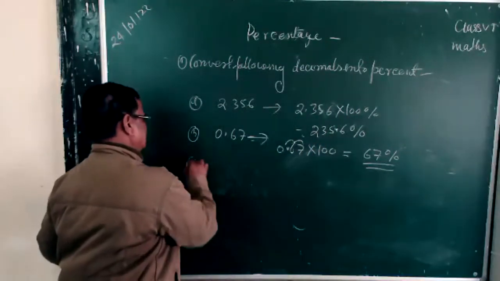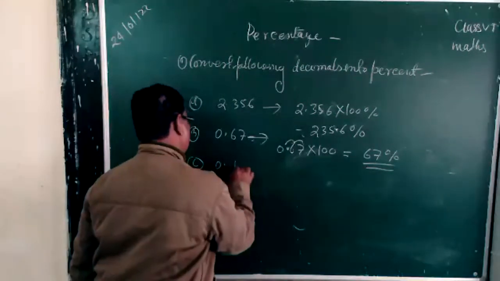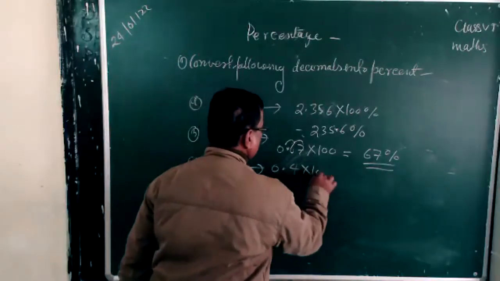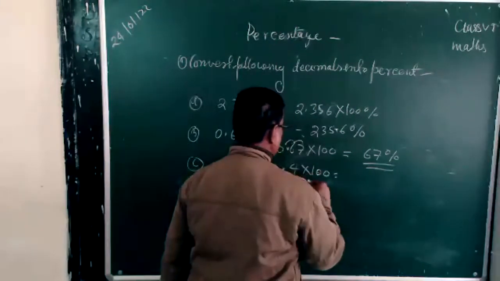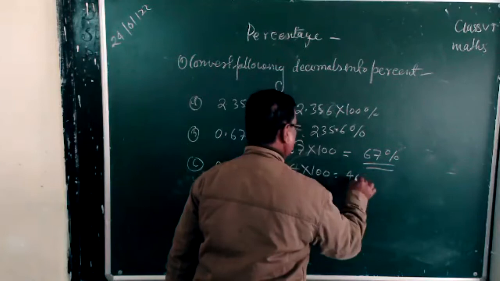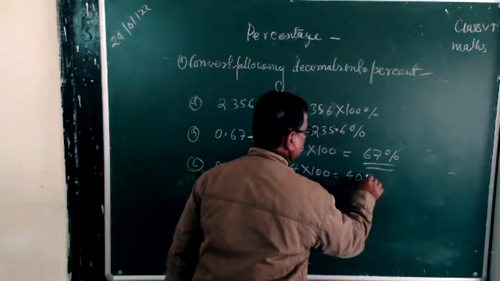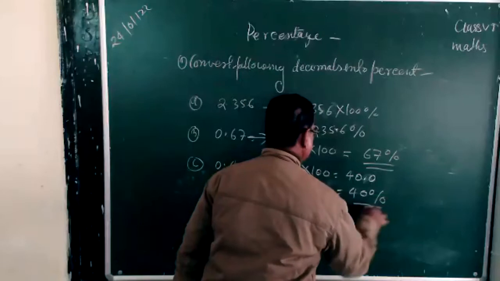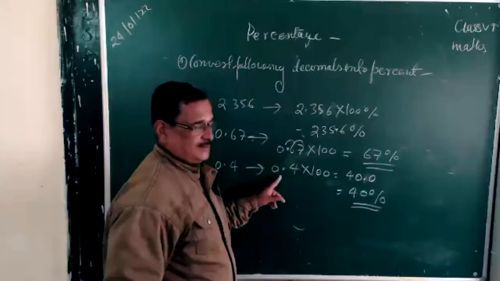C, given 0.04. Convert into percentage, 0.04 into 100. So the decimal shifts 2 digits to the right side, 1 digit already, then write 400, and the decimal comes after 1 digit. So that is 4%.